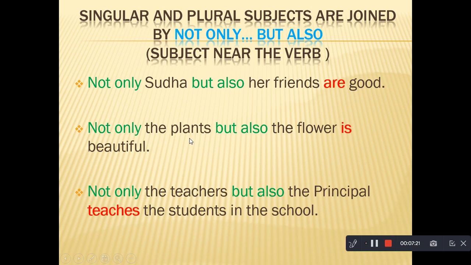Here in the second sentence, the plants, the flower. Here the plants is plural, the flower is singular, so as per the rule we consider the subject nearer the verb. The flower is singular, so use the singular form of the auxiliary "is". Here the teachers, the principal. The teachers is plural, the principal is singular. Here plural and singular subjects are connected by not only...but also. As per the rule, we consider the subject nearer the verb. The principal is singular, so use the singular form of the auxiliary.